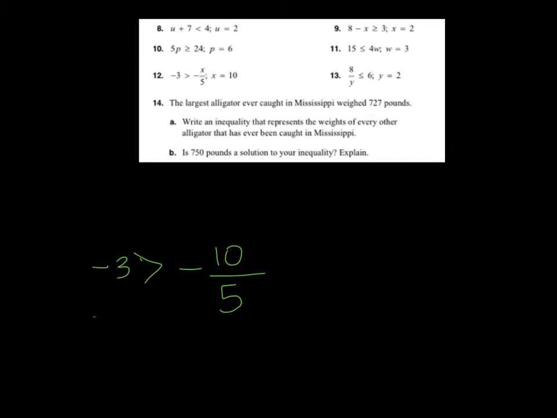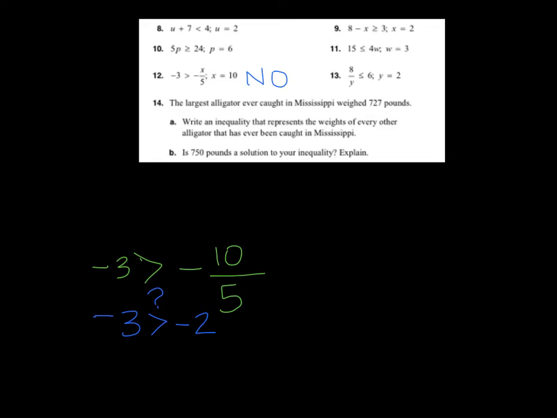So we have negative 3 is greater, and then negative 10 divided by 5 is negative 2. So is this true? Well, negative 3 is further away from 0 than negative 2. And remember, with integers, the further away from 0 you are on the left in your negative numbers, the smaller you are. So for number 12, the answer would be no, that 10 is not a solution for the inequality.